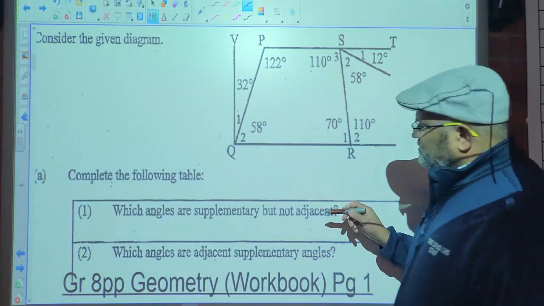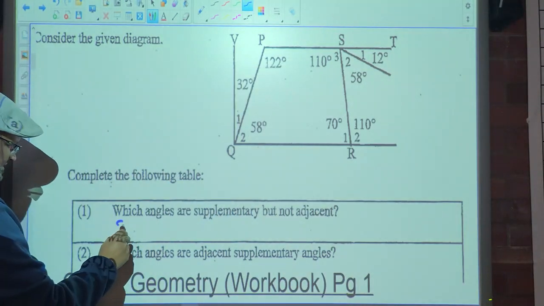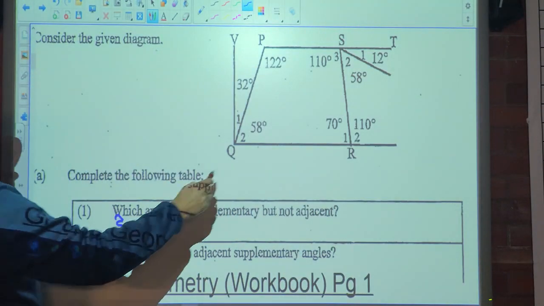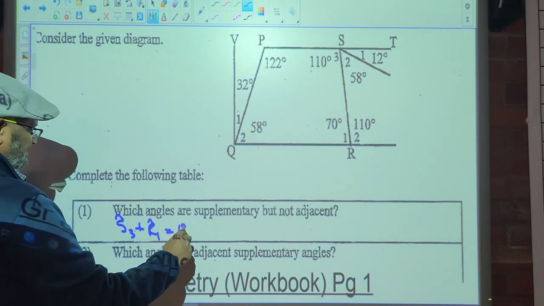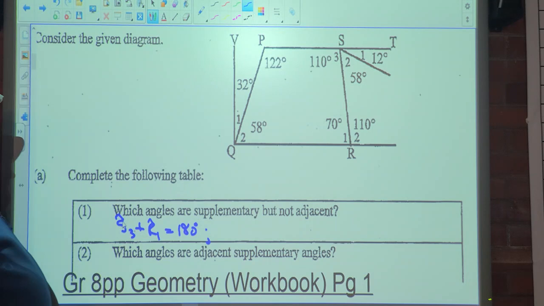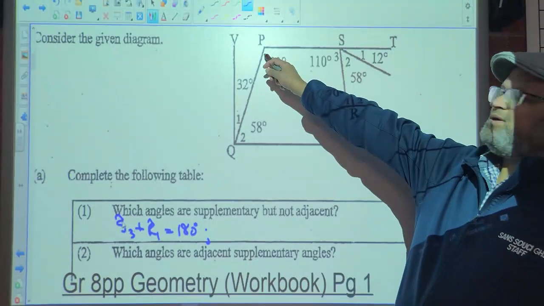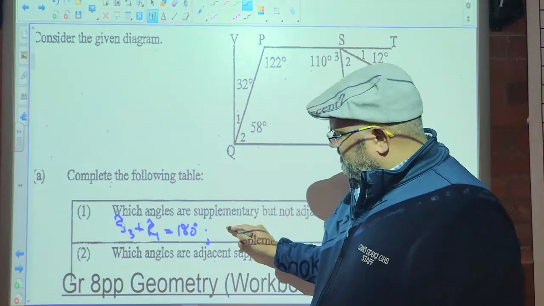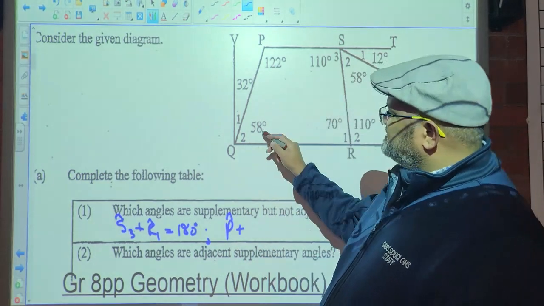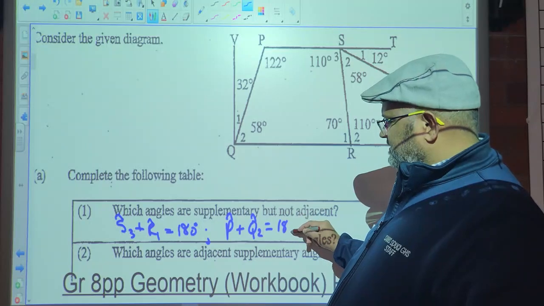So in other words, it's going to be angle S3 plus R1 is equal to 180. Is there another one? Yes. Where? Angle P. Do I have to say P1? No, there's only one angle here. So I can say angle P plus Q2 is also equal to 180.